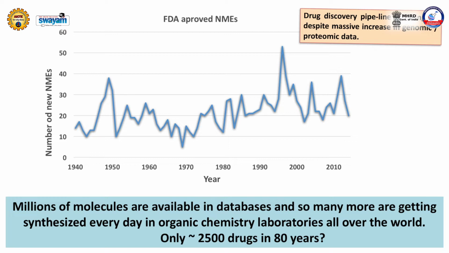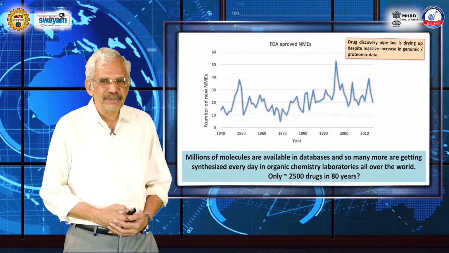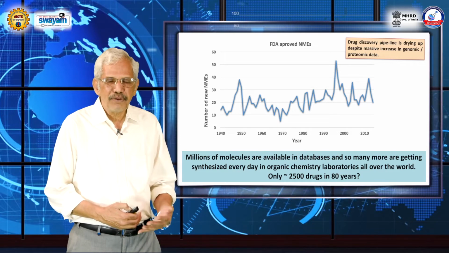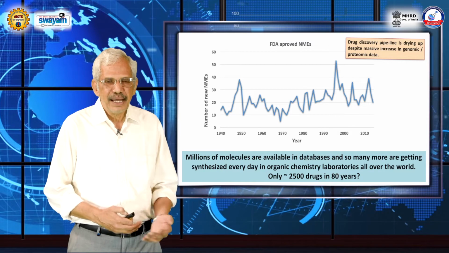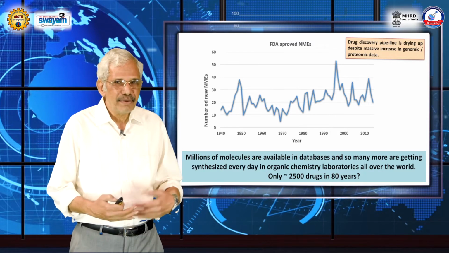Well, I already referred to the ZINC database, which has about 35 million compounds. Some other databases are reporting 150 million compounds, and you can see most of the organic laboratories all over the world are busy making molecules and molecules.